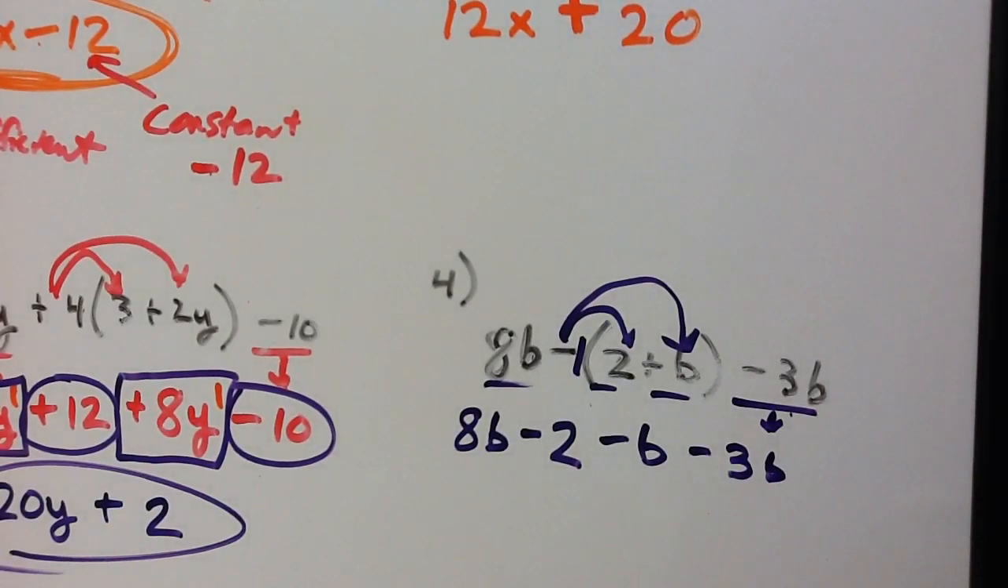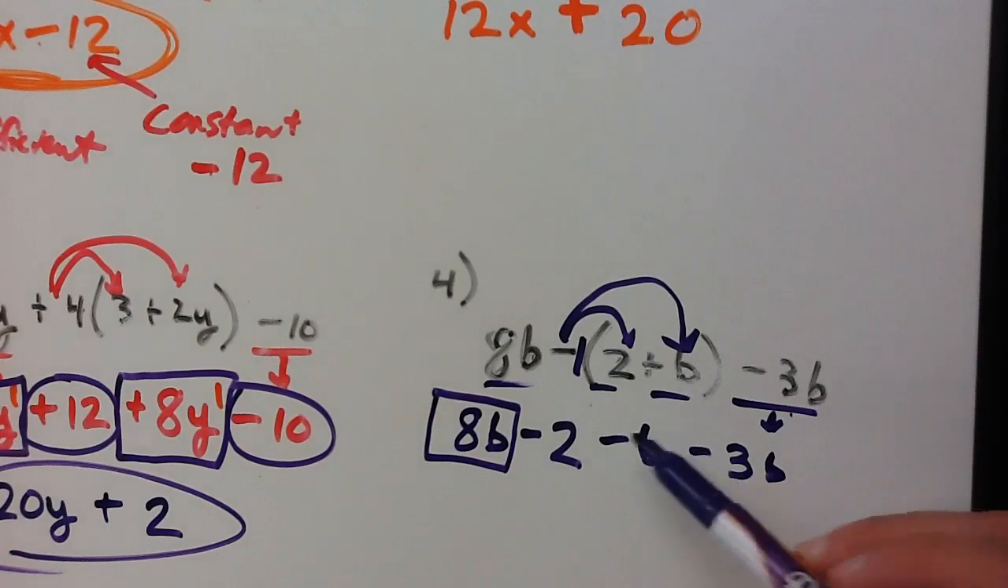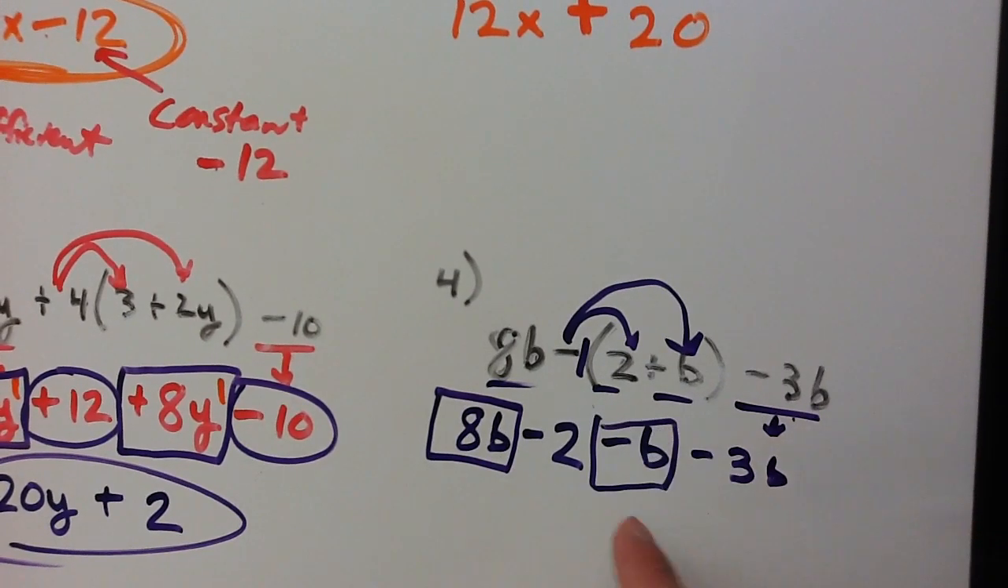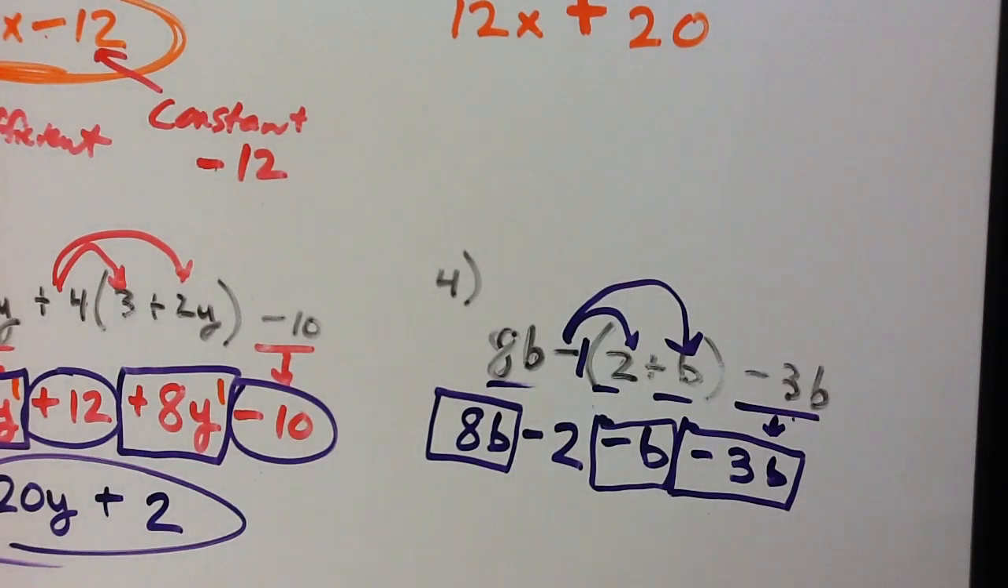Now I've eliminated the parentheses. What I'm going to do now is look for like terms. Do I have terms that are like? Yes, I do, right? I have 8b. I'm going to start off using boxes. I have negative b. Don't forget to put the sign inside the shape. And this is negative 3b. So I have 8b, negative b, negative 3b. They all have the same variable, b, and the same exponent, 1.